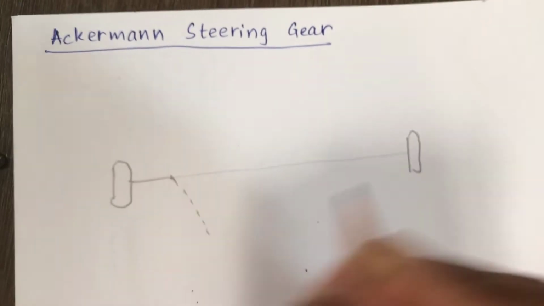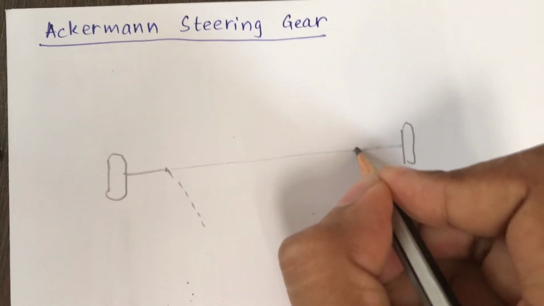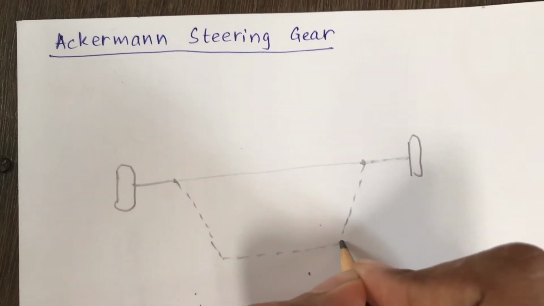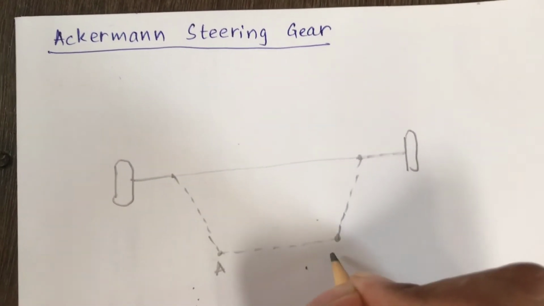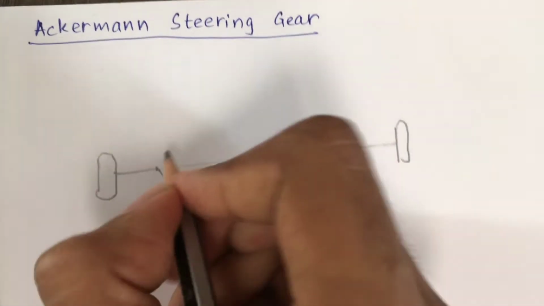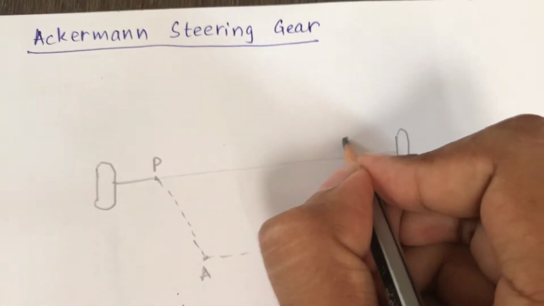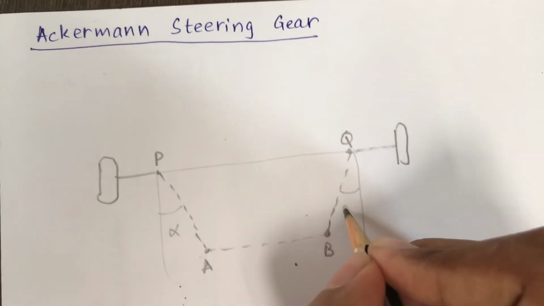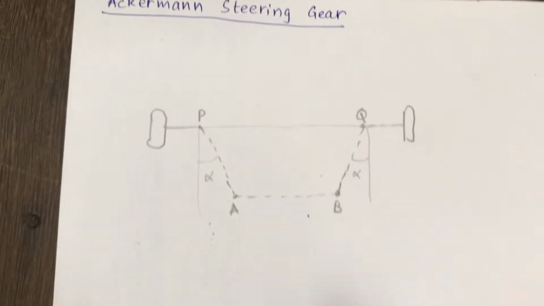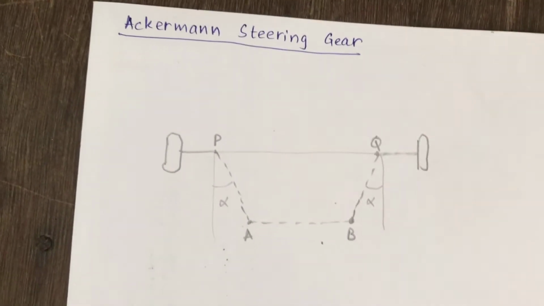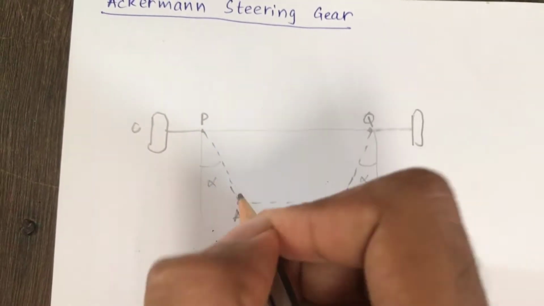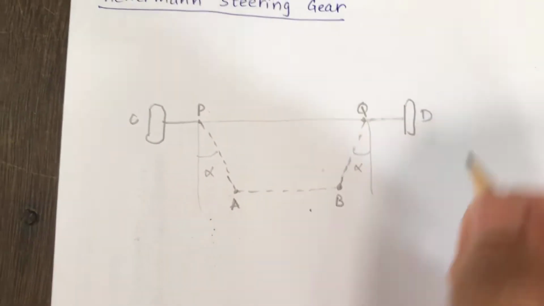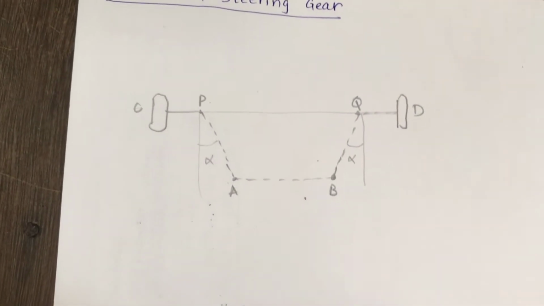Let us consider these two are stub axles, and here points A and B are both pin joints, so it is a turning pair. Say it is vertical, and the same angle I will consider as alpha. Say this one is the Ackermann steering gear mechanism. In the same way, C, P, A and D, Q, B are both bell crank levers to transmit motion.